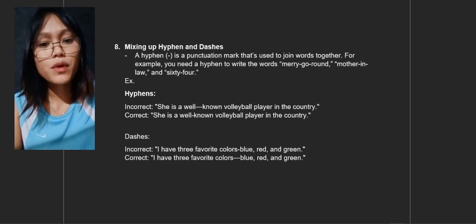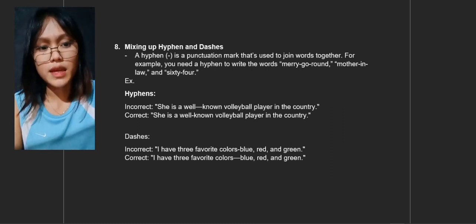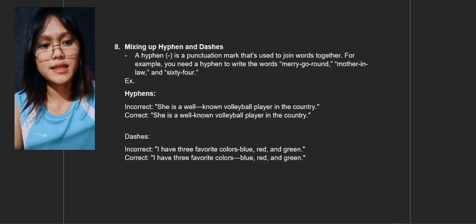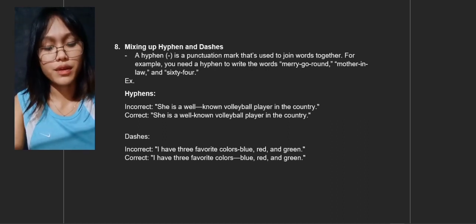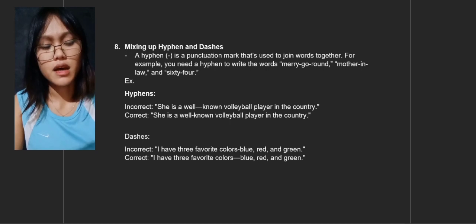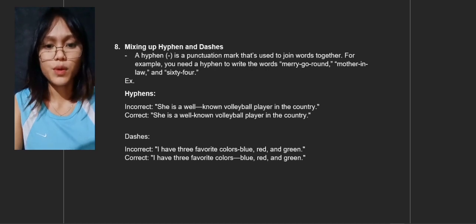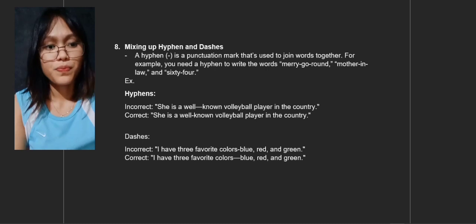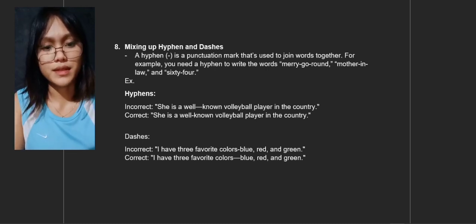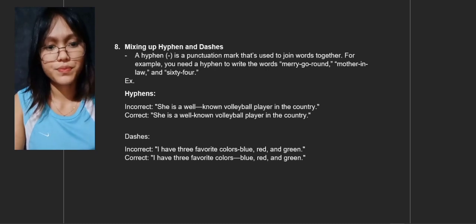So an example sentence of using a hyphen incorrectly is this: She is a well-known valuable player in the community. In this sentence, it uses a dash instead of a hyphen. So it would go like this for the correct one: She is a well-known valuable player in the country. It should use a hyphen, not a dash.